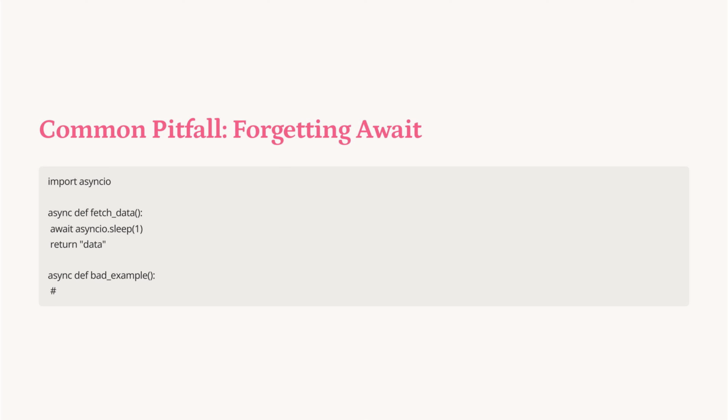A common pitfall in asynchronous programming is forgetting to use await. In the bad example function, if await is omitted before asyncio.sleep(1), the coroutine won't pause, leading to unexpected behavior. Always ensure await is used with asynchronous calls to maintain proper execution flow and avoid potential bugs.